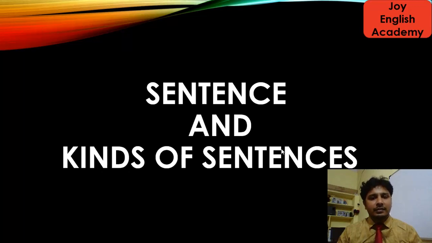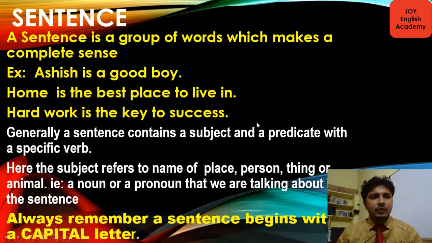Now, what is a sentence and what are the different kinds of sentences? Let us discuss in detail. Right children? Let's go further. A sentence is a group of words which makes a complete sense, or which gives a complete meaning. Any group of words which are systematically arranged and which give a complete sense are considered as sentences.